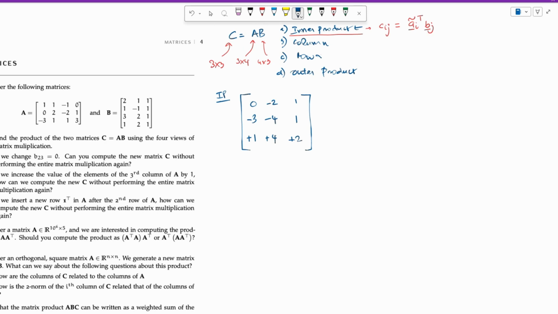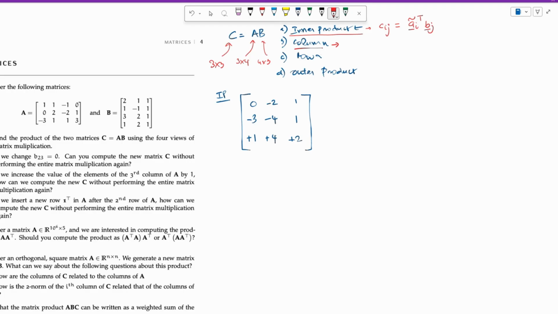You're taking rows from A, columns from B, and taking their inner products, and that gives you each individual element of the matrix C. Okay? So you need to remember this. When I say inner product view, this is what gives you the individual elements. Next one is the column view.